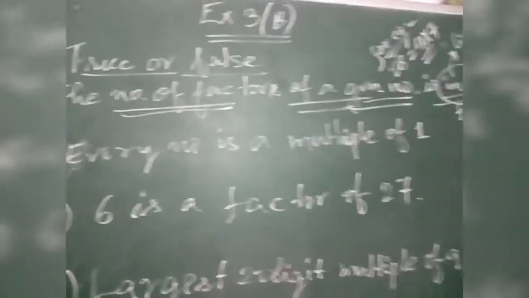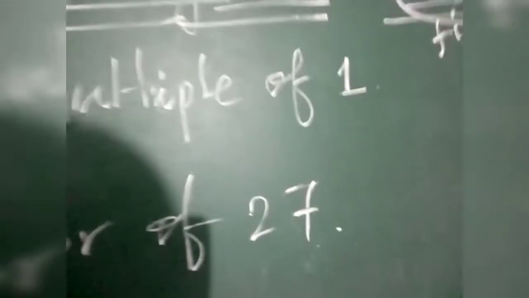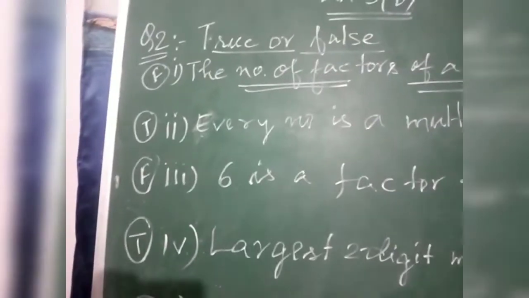Now the second: every number is a multiple of 1. Obviously, every number is a multiple of 1. Just check it out. 1 into 1 is 1. 1 into 2 is 2. 3 into 1, or whatever other values, 100, 1000 into 1, directly it's the same number. It means every number is a multiple of 1. So this one is true, and the first one is false.